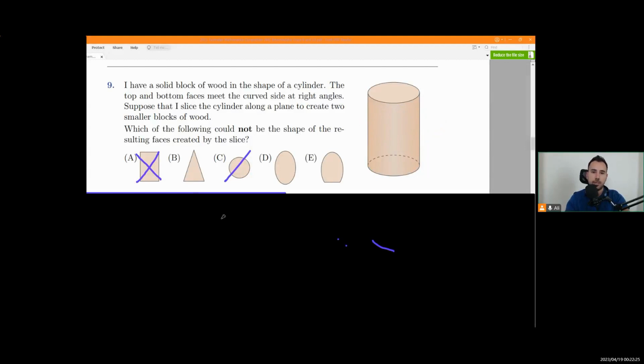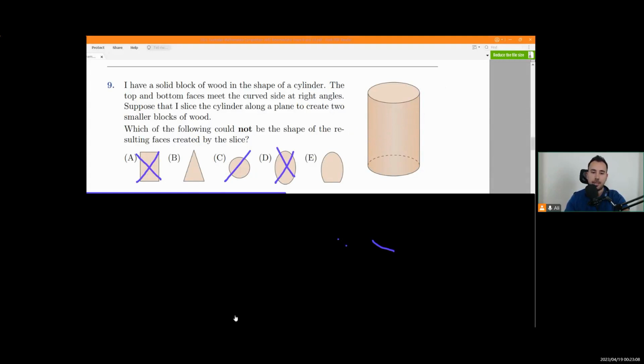So let's go. How can we get anything else? What if the plane goes at an angle like this? So we cut it this way. Then the resulting shape will be something like this. It would be a circle, but not quite. It's an oval. So this would be the third shape. So from here, it's easy to see which one looks weirder.